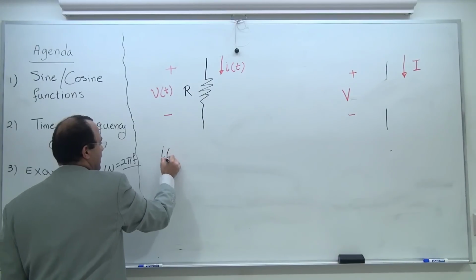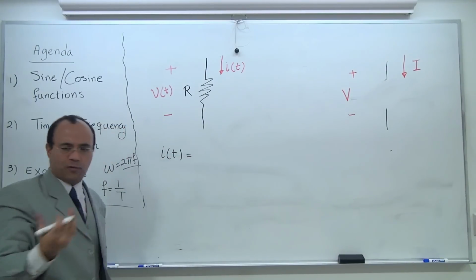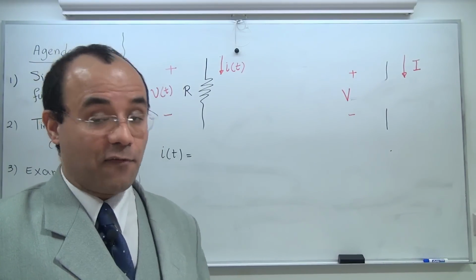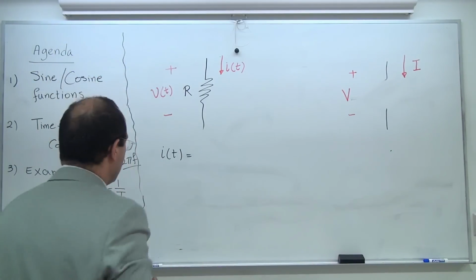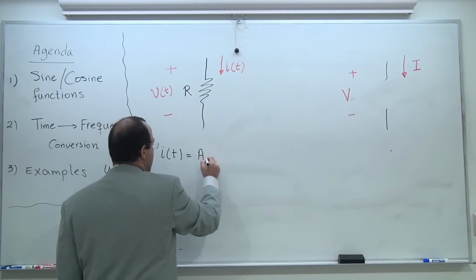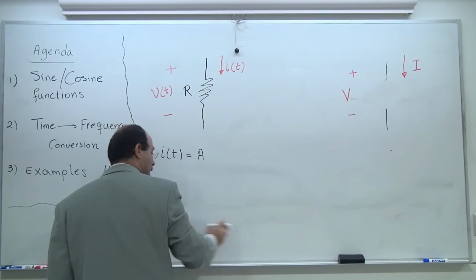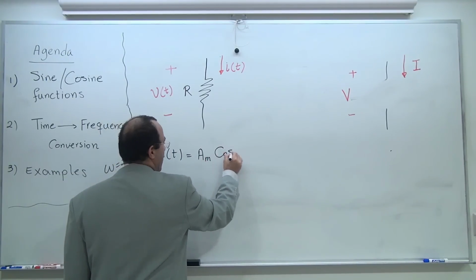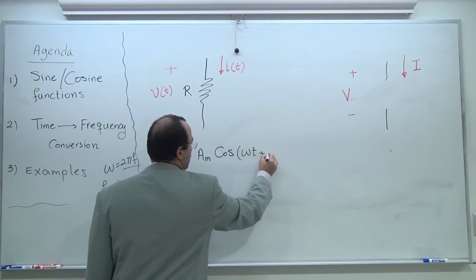Imagine i of t is actually a cosine function. Remember what my assumption was? My assumption is if it is not cosine, make sure it is. So I'm going to say i of t is actually Am cosine omega t plus phi.